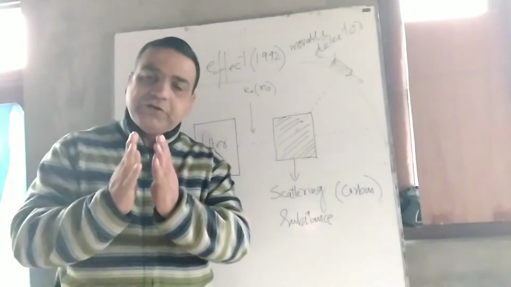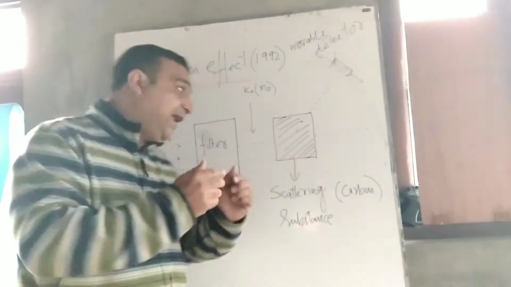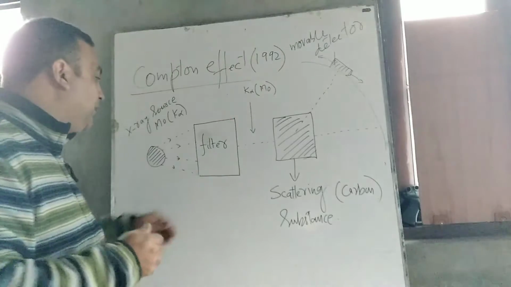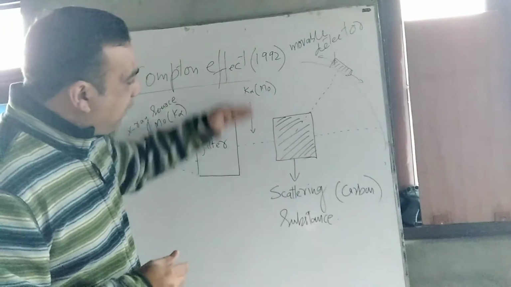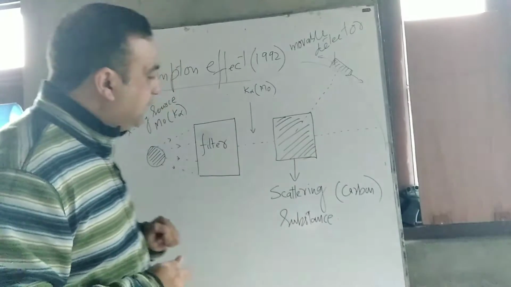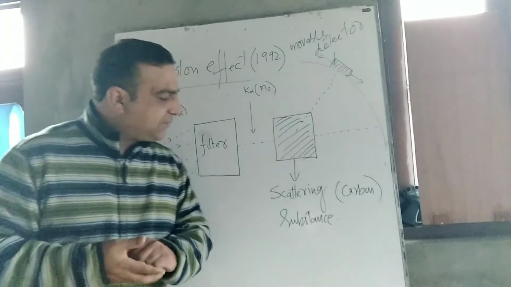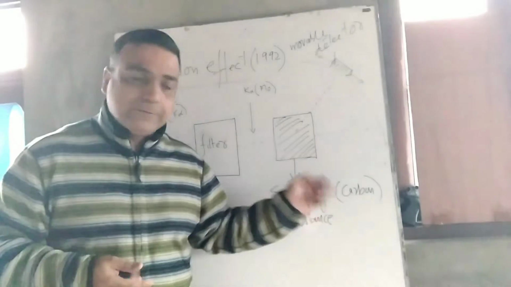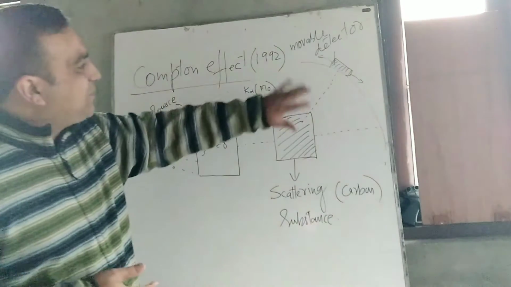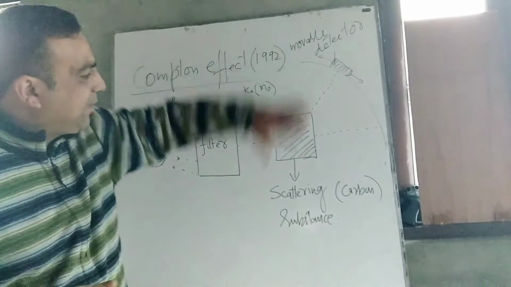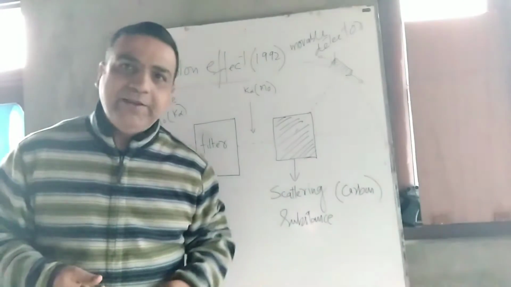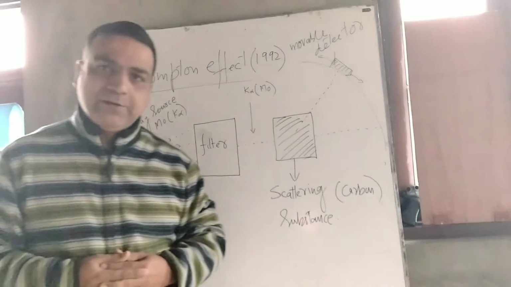I mean, the K alpha line radiations of molybdenum, which are filtered out from this filter, are allowed to fall on this scattering substance, which is made of carbon. And then there is a movable detector, you can say, a spectrometer, which can detect the scattered radiations that will come out of it.